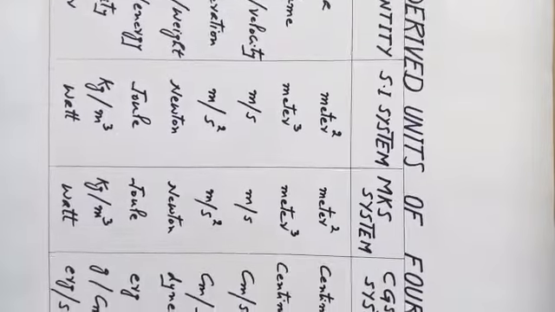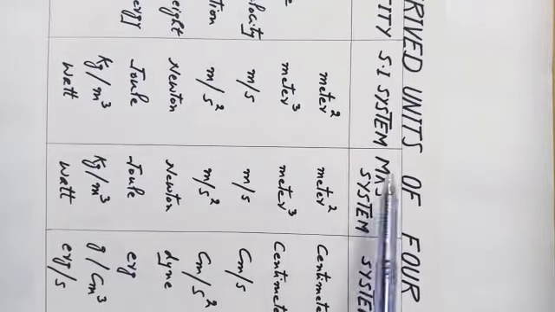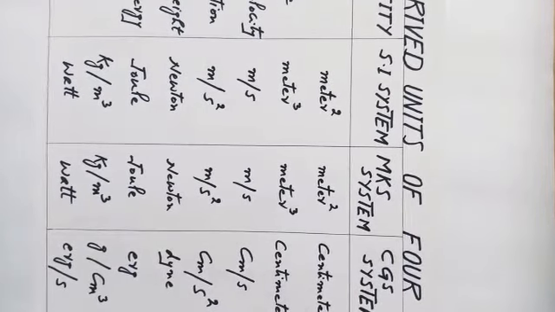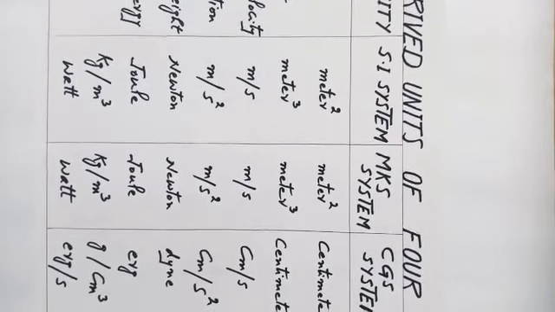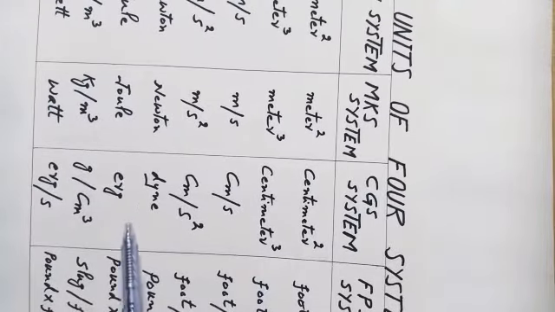Then we have derived units of MKS system. And then we have the derived units of CGS system. These are the derived units of CGS system.